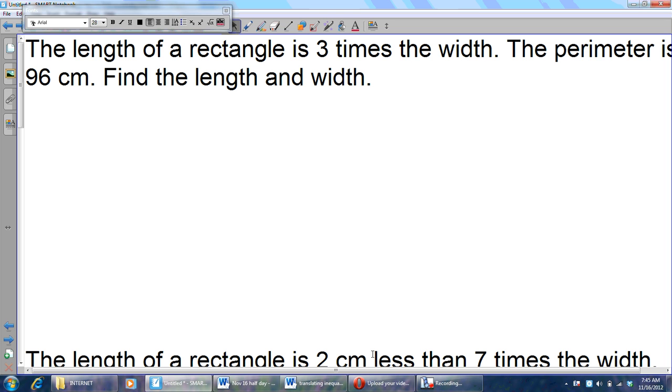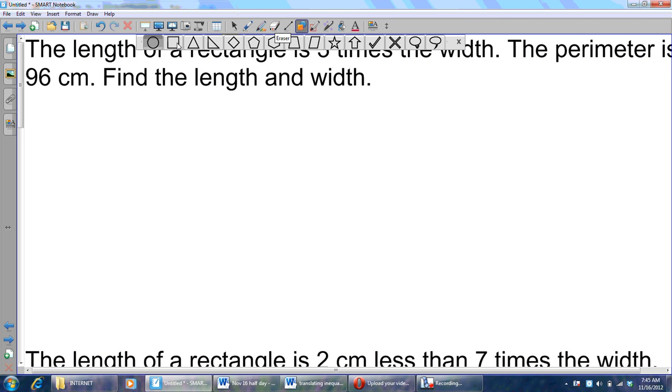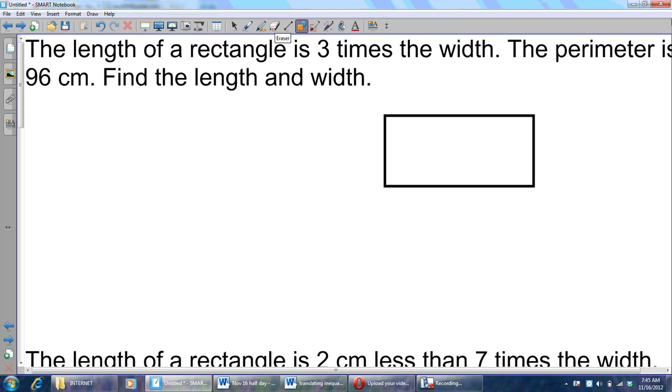The first one is: the length of a rectangle is 3 times the width. The perimeter is 96 centimeters. Find the length and width. First thing I'm going to do, draw a rectangle. I need a rectangle. There's my rectangle.